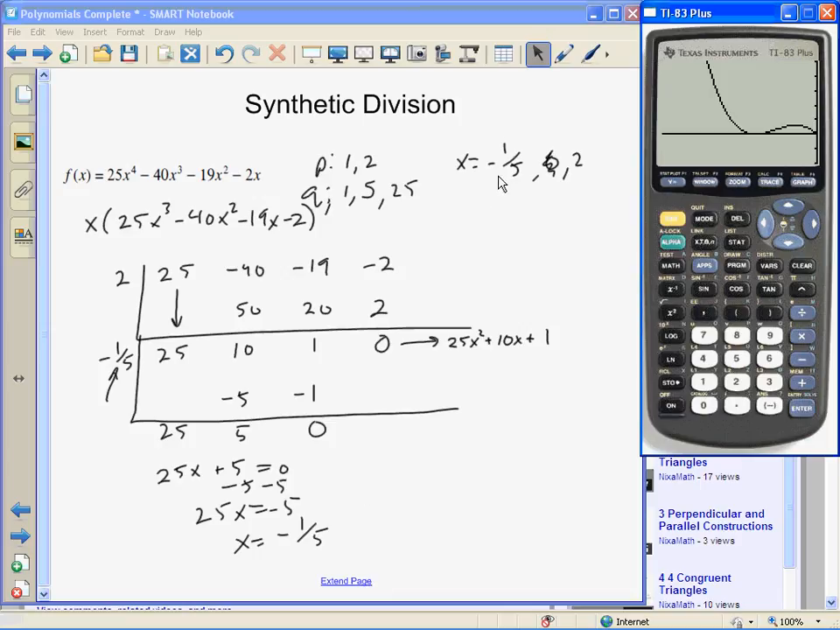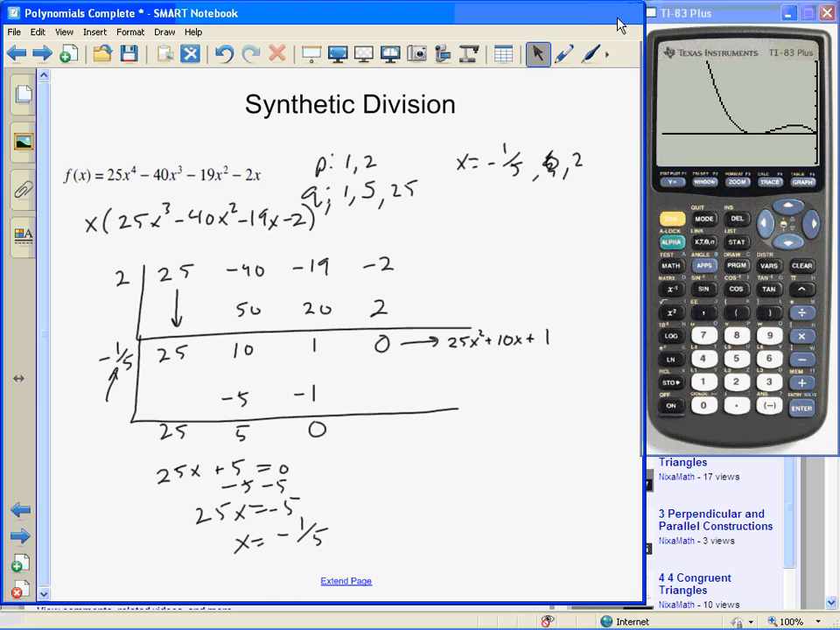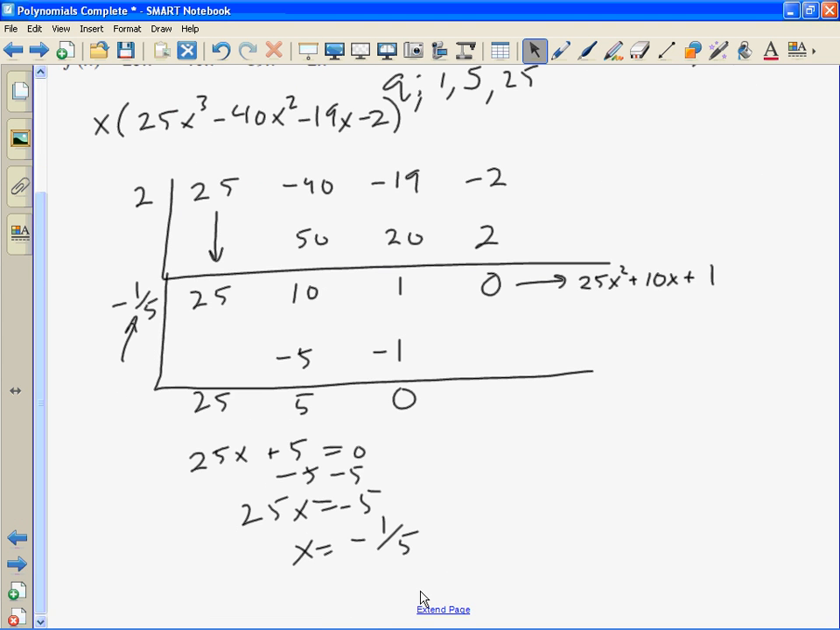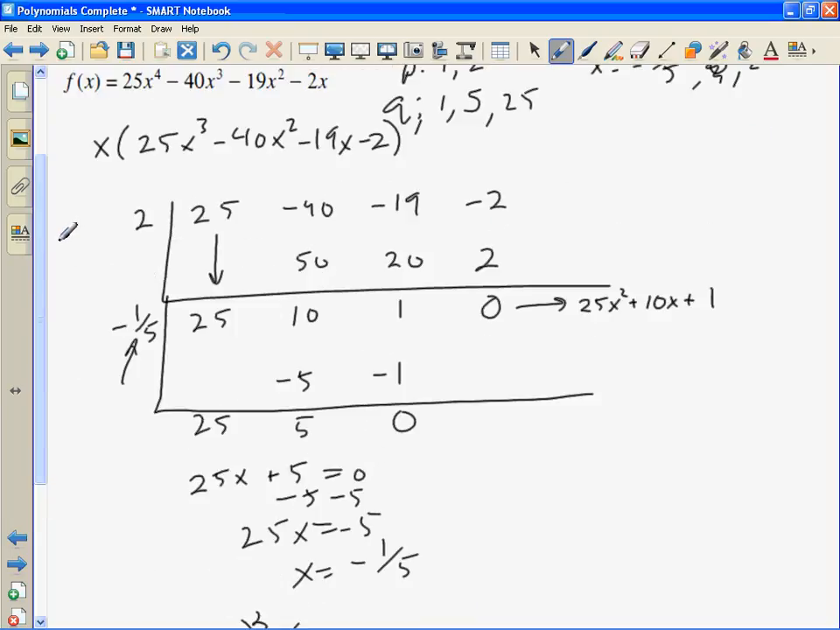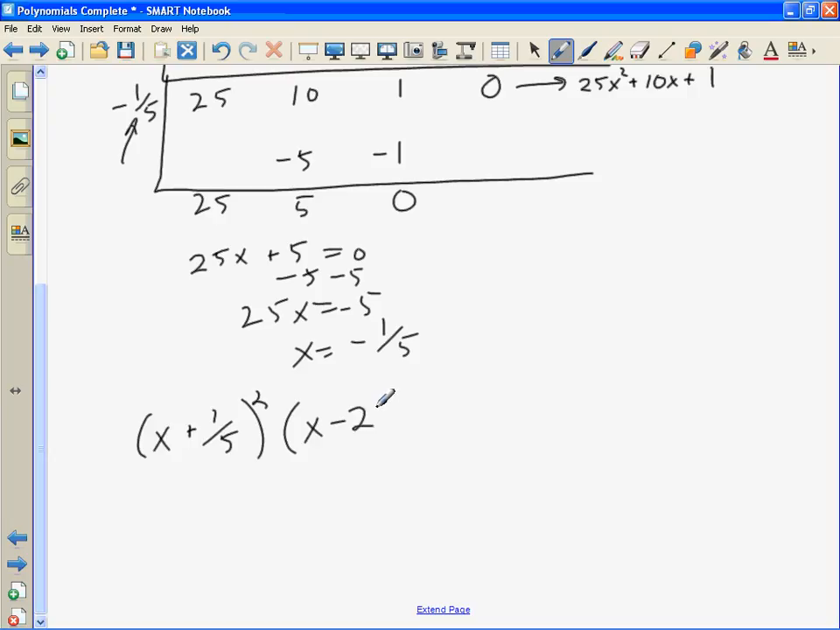So I found all my zeros, okay? I've got 2 represented here, because if I wrote the factored form of this, my factored form would be x plus 1/5, and I would have 2 of those. And then I've got the x minus 2, since 2 is a root, and then I've got just the x. So now I've got all 4 zeros. 2 of them are -1/5, 1 is 2, and 1 is 0.